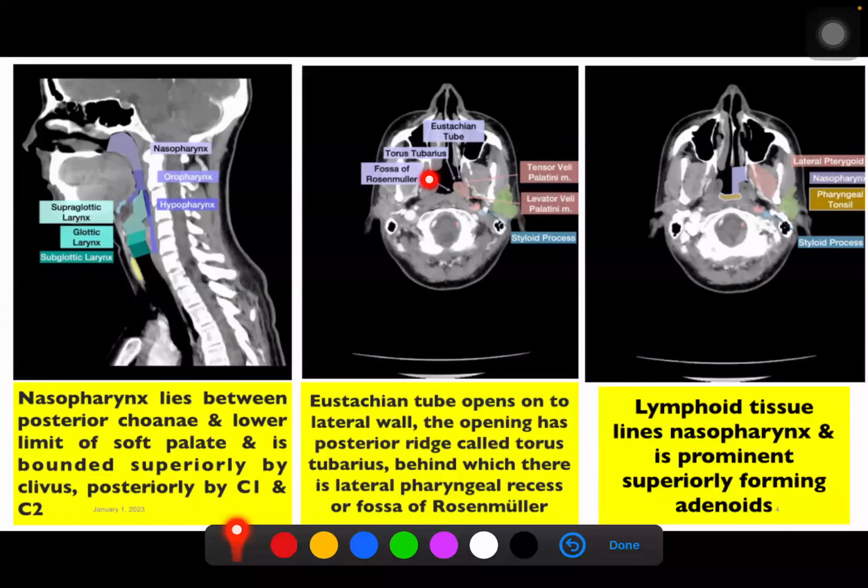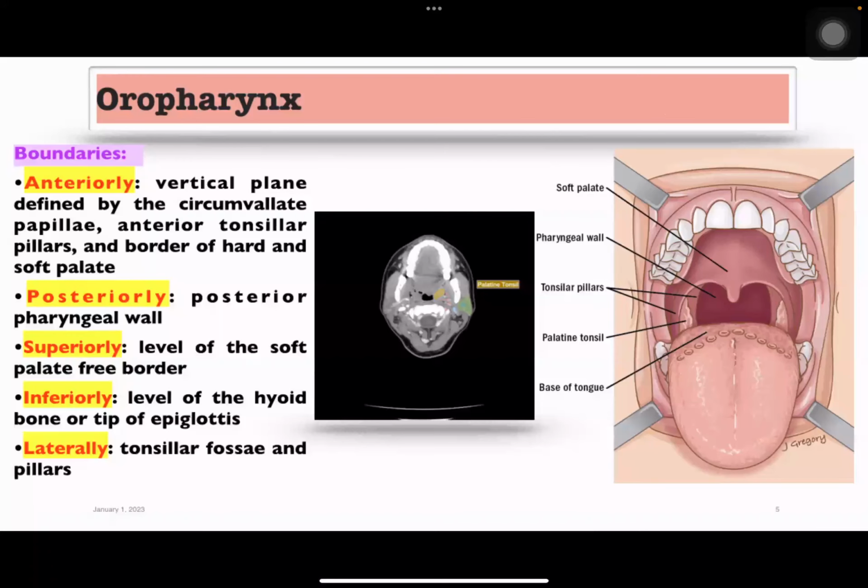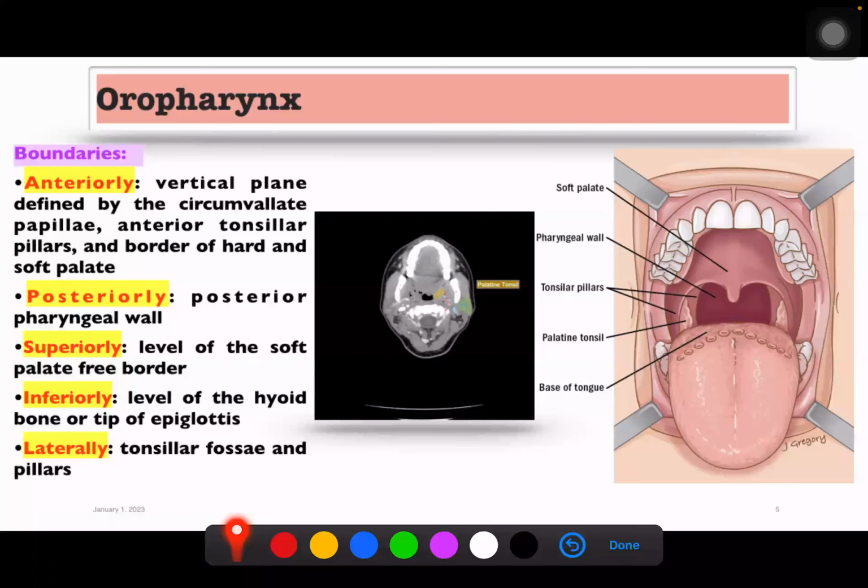Regarding the oropharynx, it is bounded behind by the posterior pharyngeal wall. Laterally, it has anterior and posterior tonsillar pillars, and between them there are palatine tonsils. Anteriorly, there is the posterior part or the base of the tongue, demarcated by circumvallate papillae, and within it there are lingual tonsils. This axial CT showing the palatine tonsils.